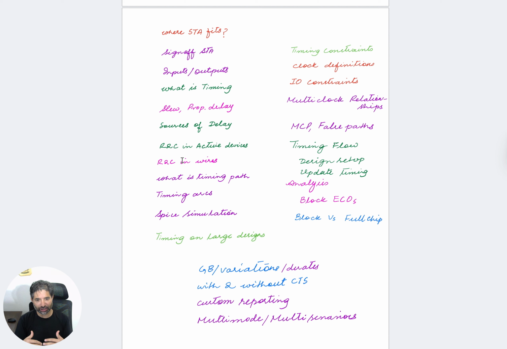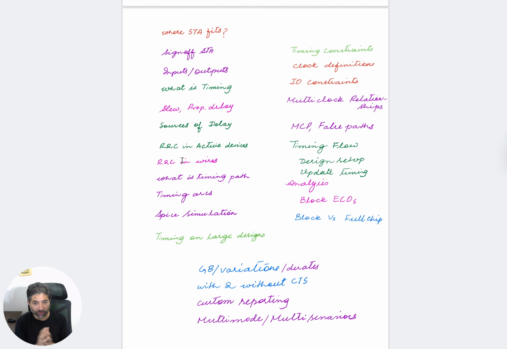After that, I will get into timing flows. There are three components of a timing flow. The timing flows are simpler, they're not that complex. You have a design setup phase, you have an update timing, and then you have the analysis part. In the analysis part, we will look into a standard STA timing report and understand different components of it. Then after that, in the flow, we will look into ECO flows.